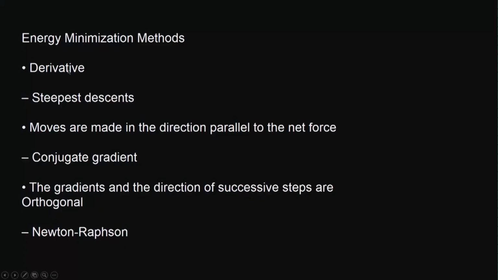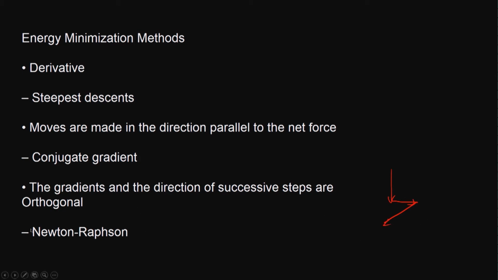Okay, so there are many energy minimization methods. The derivative methods, where you calculate the first derivative or you calculate the Hessian. We have the steepest descent method, that means you take the direction in which the slope descends very steeply and follow that, so moves are made in the direction parallel to the net force. And then we have conjugate gradient, where the gradients in the direction of successive steps are orthogonal. So if you move in one direction, next time you move in the second direction, third time in the third direction, each one is orthogonal to another.